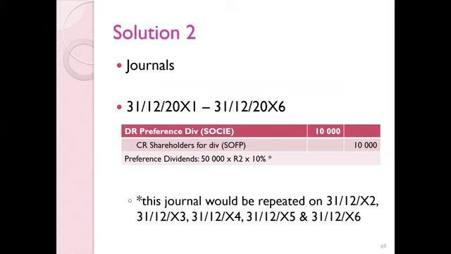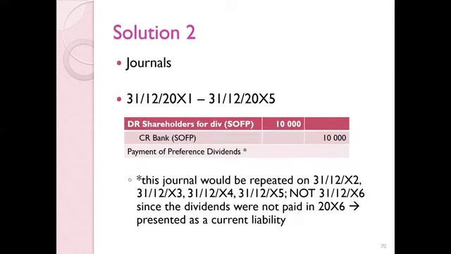How do we account for our preference dividends? So we debit our preference dividend, that ultimately would be a reduction of retained earnings in our statement of changes in equity, at a value of 10,000 Rand and credit shareholders for dividends at 10,000 Rand. How did they get this 10,000 Rand? Remember our calculation to calculate a preference dividend. We take the number of preference shares of 50,000 times the Rand value of R2 each times the coupon rate of 10%. That then gives us our total preference dividends.